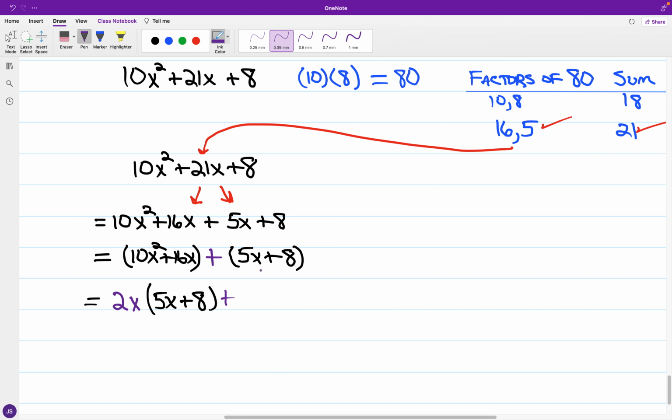Bring down the addition. Now for 5x plus 8, we're going to have just a constant for the greatest common factor. The highest number divisible into both 5 and 8, since 5 is an odd number and it's prime, and we have the number 8, is only going to be 1. And 1 into 5x plus 8 is 5x plus 8.